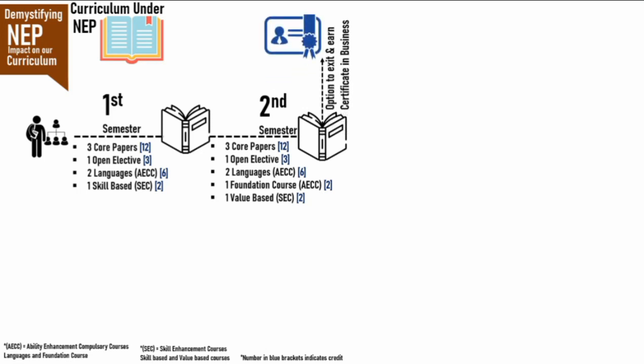And the beauty of NEP is that in case a student under any circumstances is unable to complete his graduation, he can leave. And in case he opts to quit from college, provided he has cleared all these papers successfully, he will be given a certificate in commerce. If it's a BCom, certificate in commerce. If it's a BBA, then it is a certificate in business. So after 1 year also, the student can quit.